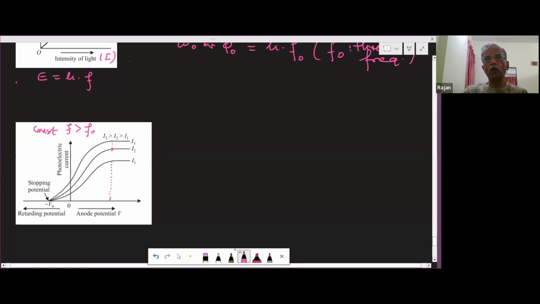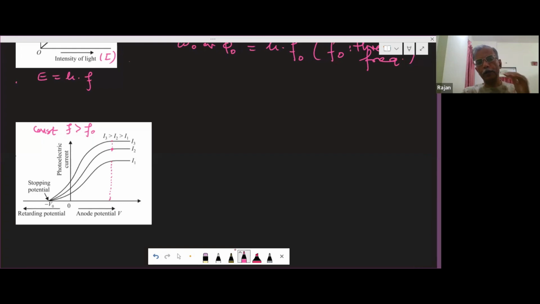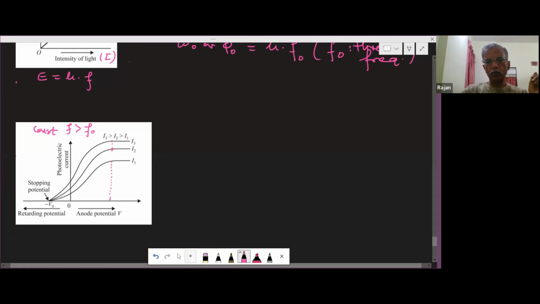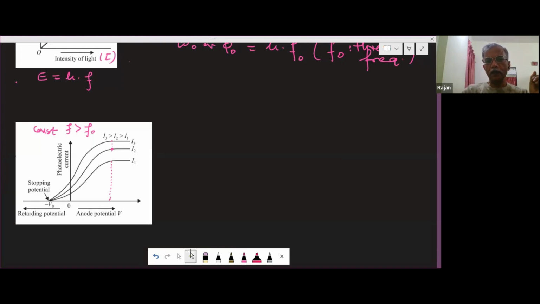Why so? Because all the photoelectrons which are liberated, once they are able to reach the anode as we increase the anode potential, that is the maximum value of the current for I1. Whatever current is there, beyond that, it will remain at the same value of the photoelectric current, right? Is it clear what I discussed? Yes, sir.